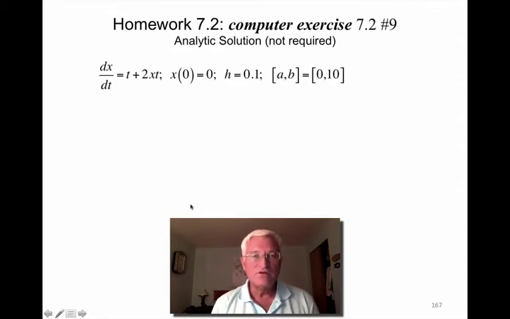Okay, here's our differential equation. First order, x of t prime, or the derivative of x with respect to t, is equal to the function t plus 2xt. Here's our starting position. At time 0, x will be 0, and we'll use a step size of 0.1, starting from 0 until we get to 10. We are going to first solve this problem analytically.